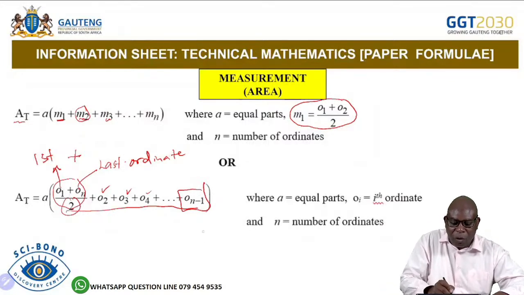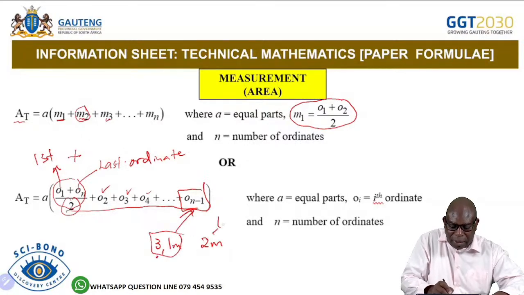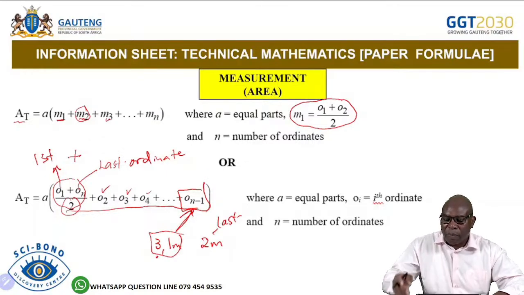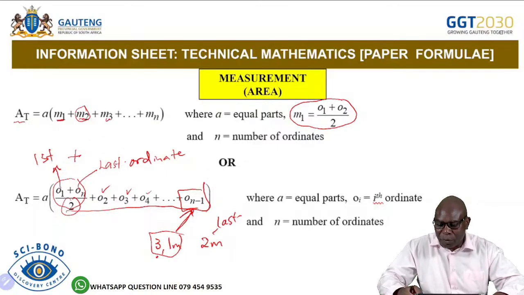So let's say I've got my ordinates. My last ordinate is 2 meters, and the ordinate before it is 3.1 meters. So in other words, the ordinate that I'll take there will be the last but one. So this one is the last one, so I'm going to take the last but one. Okay, I'll show you when we're doing the examples now.